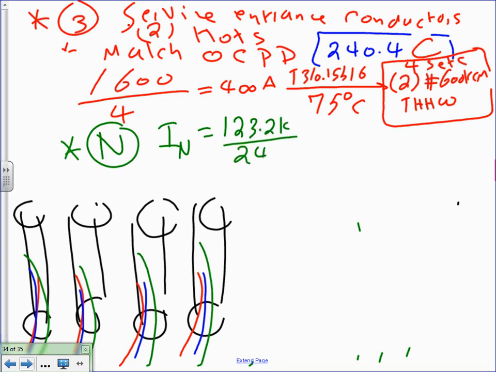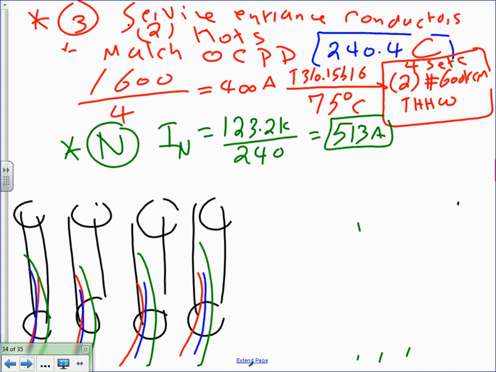Now, why would you divide the neutral by 240? They balance. You're balancing the 120 between the two hots. So what's the answer? 513.2. 513 amps. Now, I have no choice. If I parallel the hots, what do I need to do to the neutral? Parallel them. Do I have a chance to decide how many runs? No, I'm stuck with the 4. Why with the 4? Because the hots are 4.